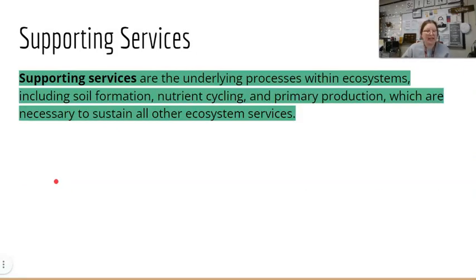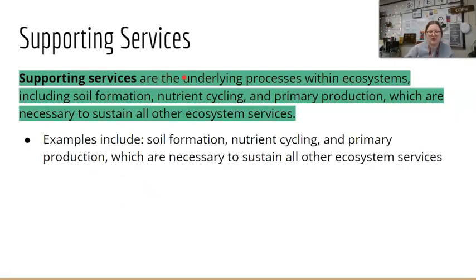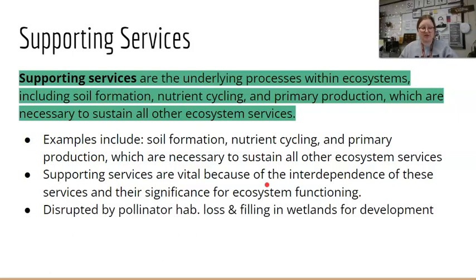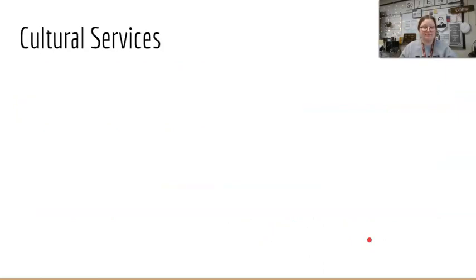Supporting services are the underlying processes within ecosystems, including soil formation, nutrient cycling, and primary productivity or production, which are necessary to sustain all other ecosystem services. So the supporting services support the regulating services. They support the cultural services. We need these things happening for everything else to work. Supporting services are vital because of the interdependence of these services and their significance to ecosystem functioning. They're disrupted by pollinator habitat loss and also filling in wetlands for development. But again, any habitat loss is going to affect this.